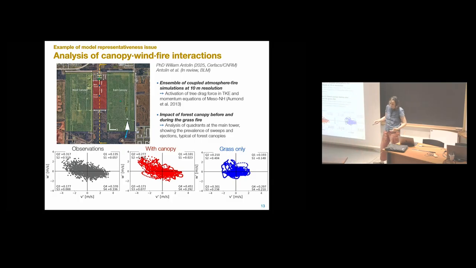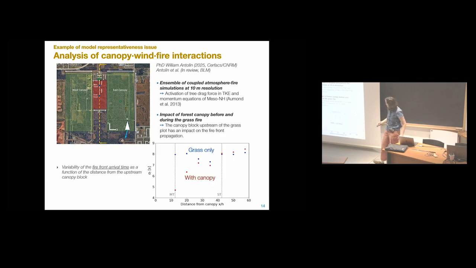And during the fire, you also have the effect of the heat flux released by the fire, so it's more difficult to see. But what we have been able to show is that if you look at the fire front propagation and you look at the arrival time of the front at this main tower, and you have an ensemble, so you are able to do some statistics. So what is the spread of the arrival time here? You see that it's not the same if you look only at the grass only simulation or if you look at the canopy simulation.